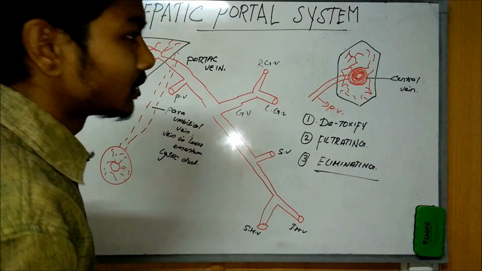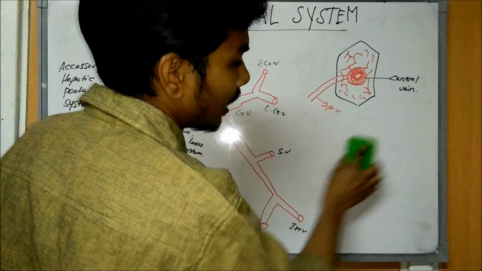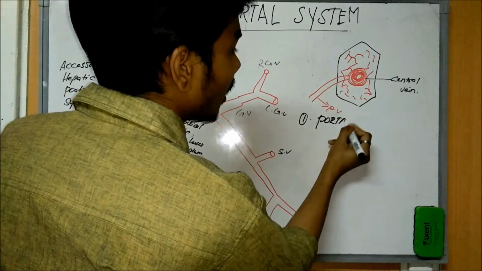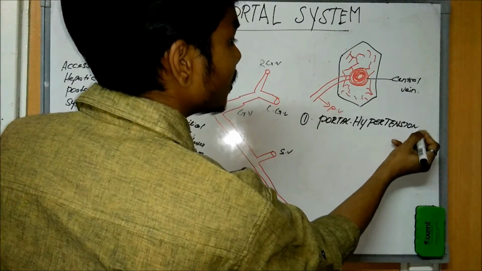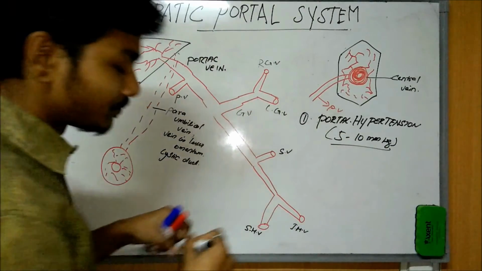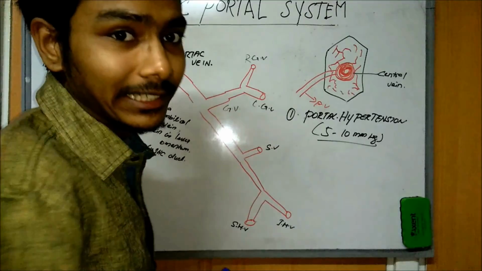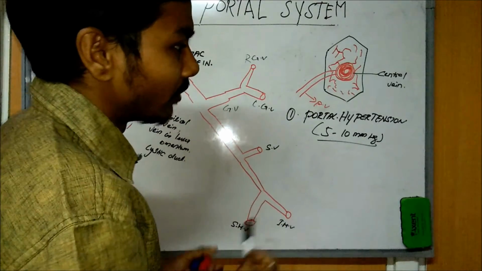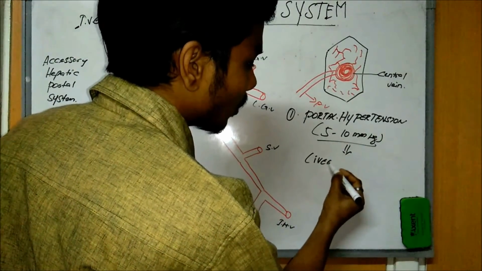So the clinical aspect related to the hepatic portal system is mainly portal hypertension. Normally the portal vein pressure is about 5 to 10 mm of Hg. When there is an increase of venous blood flow to the portal vein, if it increases above 10 mm of Hg, it leads to portal hypertension and it leads to liver cirrhosis.